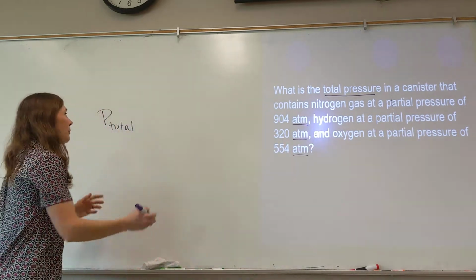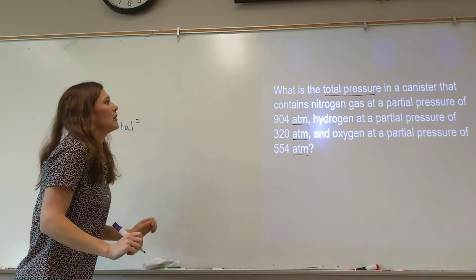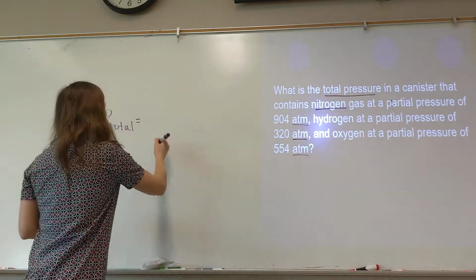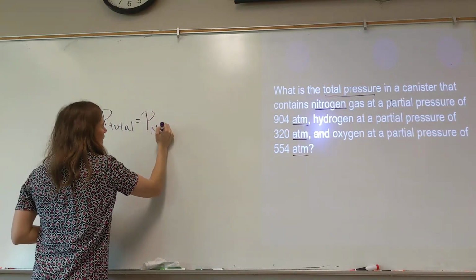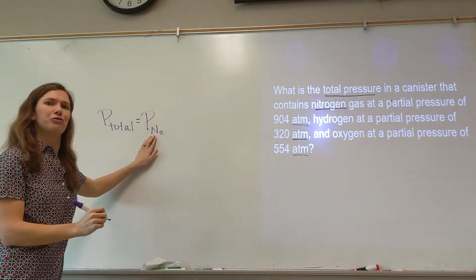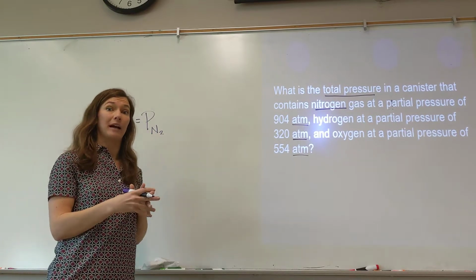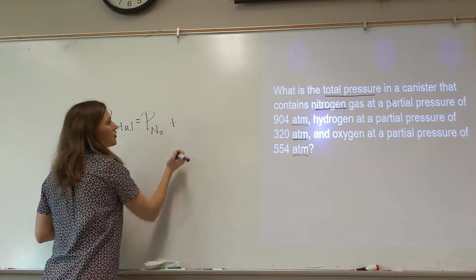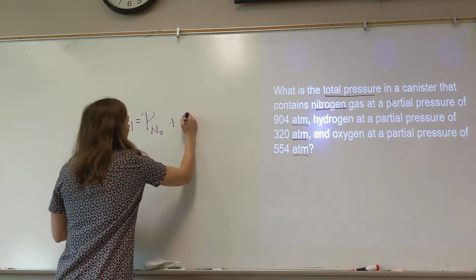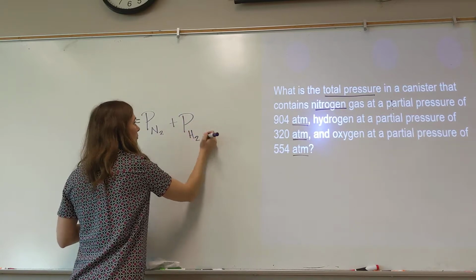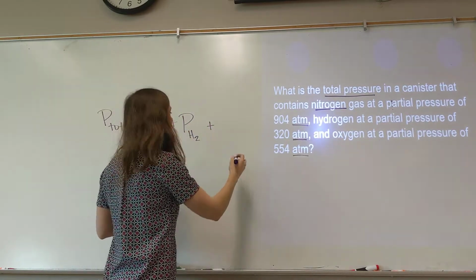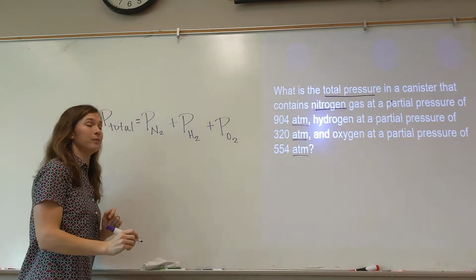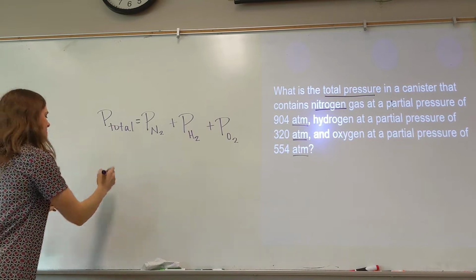So I'm going to set up my formula. So it says that I have nitrogen gas at a partial pressure, so I'm going to have P nitrogen. And you'll notice that I'm putting N2. That's because nitrogen gas by itself is a diatomic. So I have P N2 plus hydrogen. Hydrogen is also a diatomic, so I have P H2 plus oxygen. Oxygen is one of our diatomics as well, so I have P O2. So here's my formula.